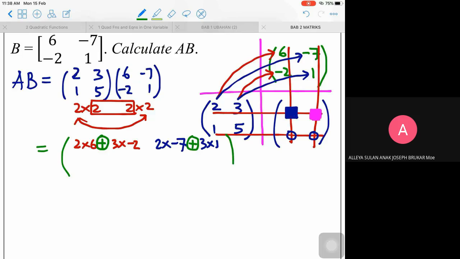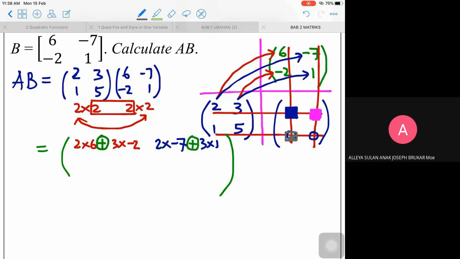Okay, so this is for the second elements. And then also for the third elements, we continue. Third elements, also the same thing like this.